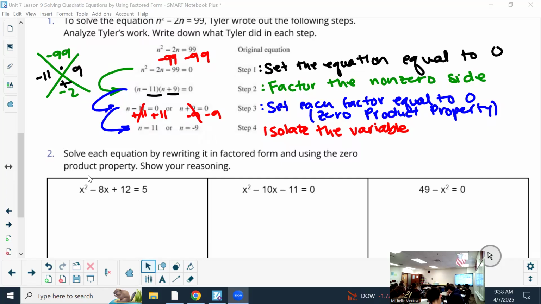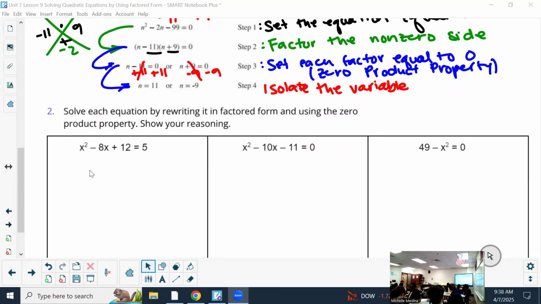This first example. Making it equal 0. Right now it's equal to 5. So class, how can I make that 5 become 0?